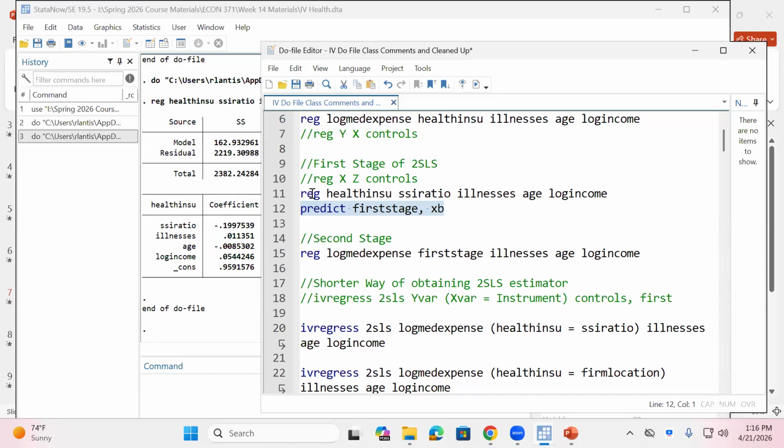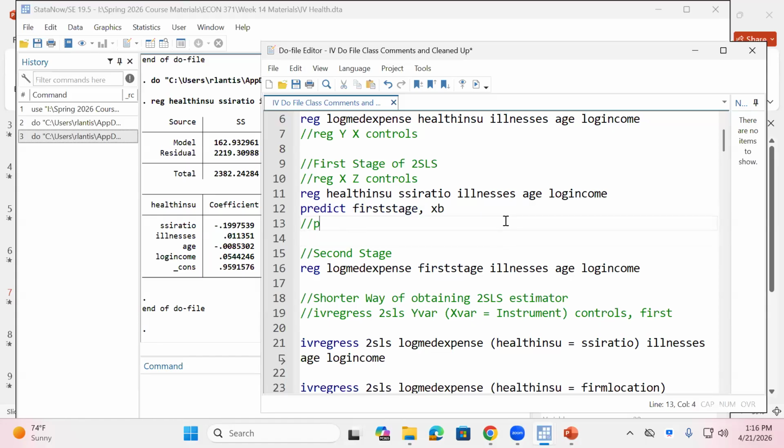So after I run this regression, I'll use that predict command. I'm going to call this first stage. If it helps you, and I might do this in later examples, this is like my predicted values for that dependent variable of health insurance. Doesn't matter what we call it. We're just giving it a name here. I called it first stage. If it helps you to think, well, this is my health insurance prediction coming from my first stage, you could call it that.